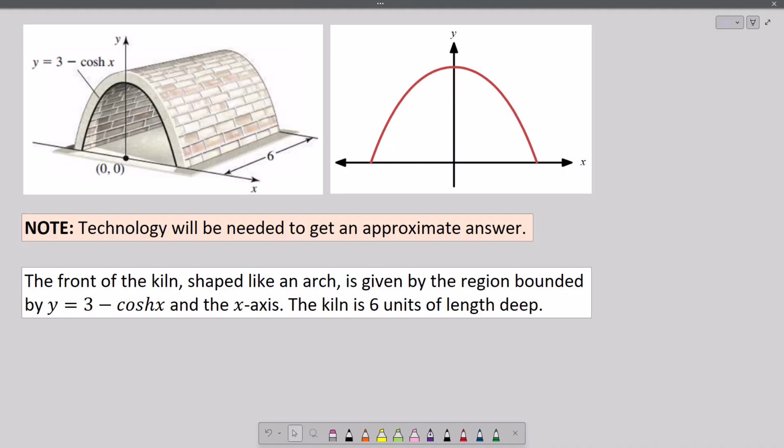So here's our catenary that's upside down. We can use symmetry, so let's do that. For our integral, we'll use this interval right there. If we use that interval, though, we need to know that point. To find that point, we need to set our curve equal to 0 to find the x-intercept. So 0 equals 3 minus cosh of x, and we get cosh x equals 3. Is that a known x value?